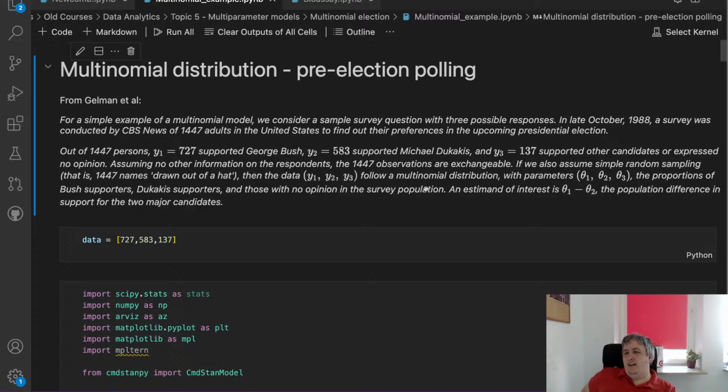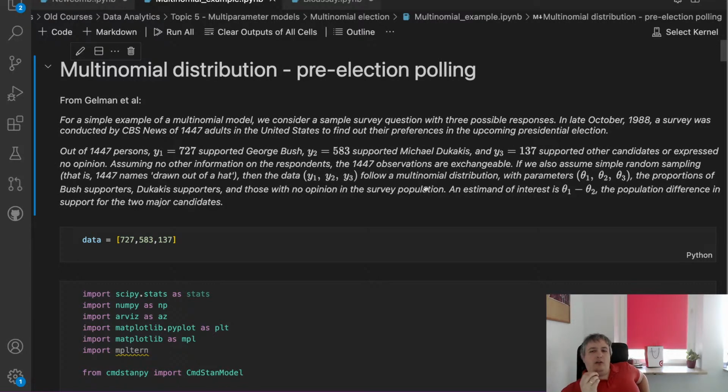Of course, actual sampling of the population for such surveys is much more complicated, but if we assume a simple model where those people were drawn from the entire population, then our data will follow a multinomial distribution. So: George Bush, Michael Dukakis, or else. And we have three parameters that correspond to the proportions of Bush supporters, Dukakis supporters, and those with no opinion.